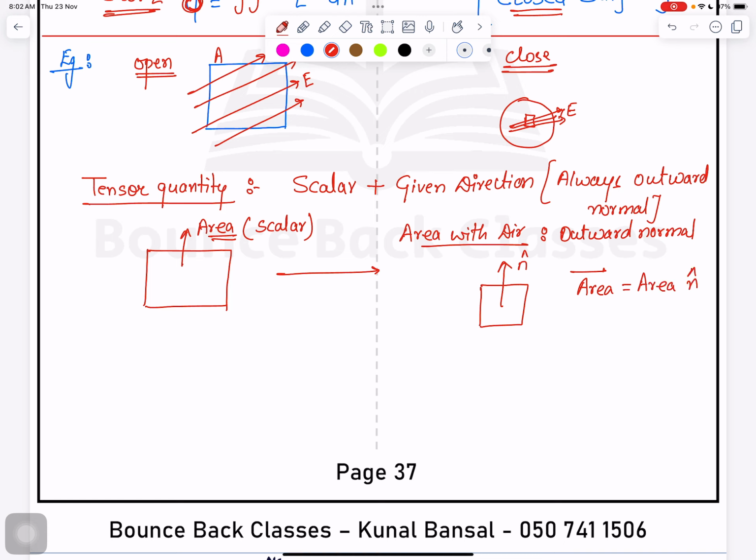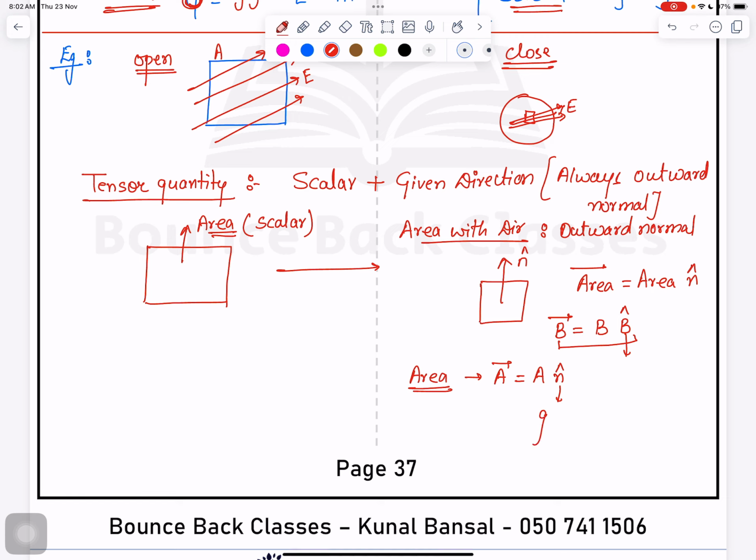You remember now how to write a simple vector. Let's say vector b. How will you write it? b cap. Okay. In this, direction is along b. But here, in case of area, because it's a tensor quantity, I can write area like a vector, which is equal to A n cap. It is given direction. Clear? This is the difference. This direction, b cap, is associated with b vector. But here in tensor, we are giving the direction, n cap, that is outward.